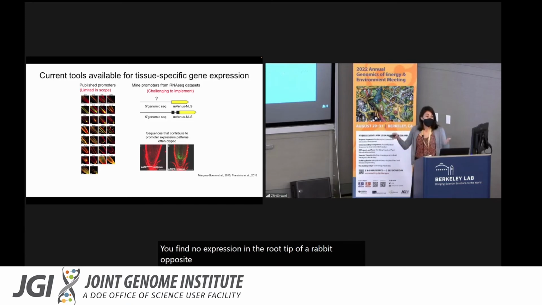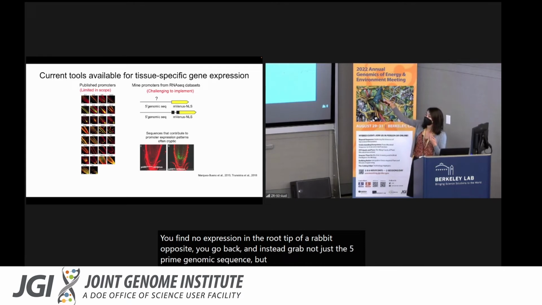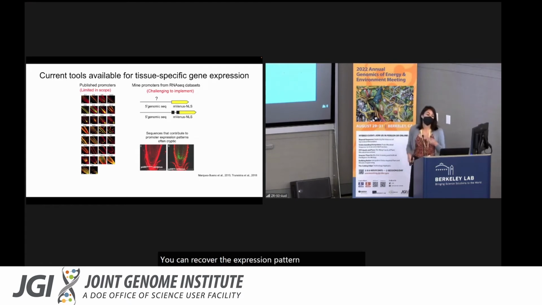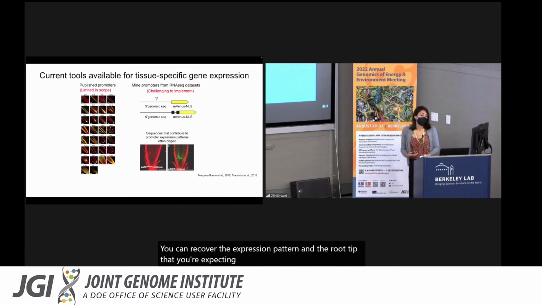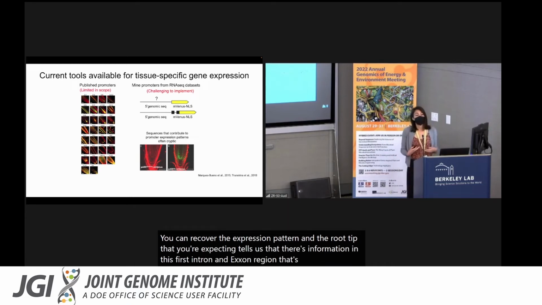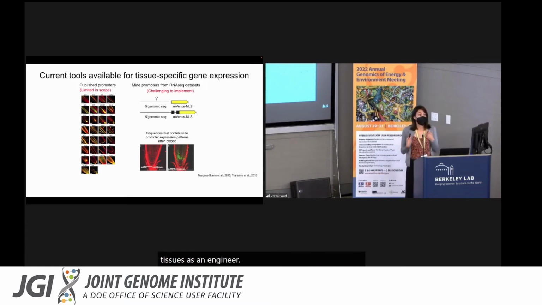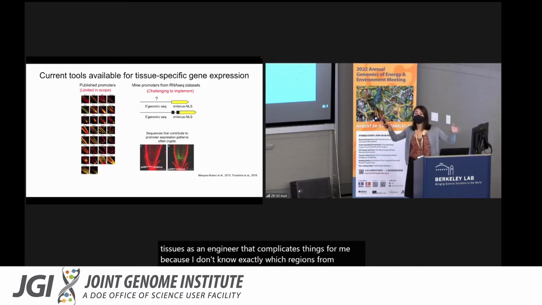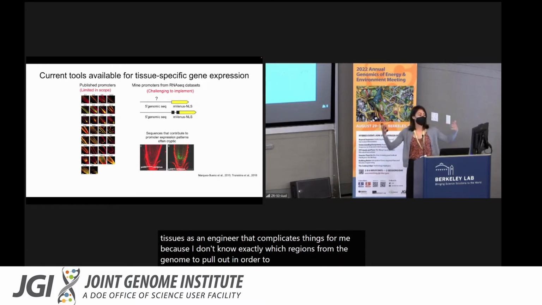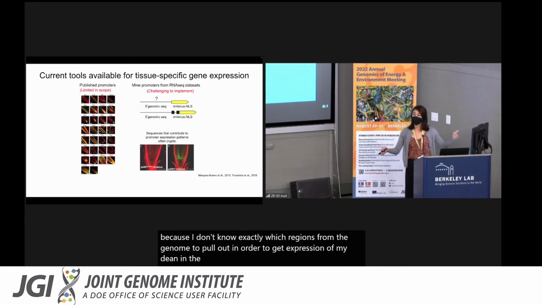If you go back and instead grab not just the 5' genomic sequence, but the first intron and exon as well, you can recover the expression pattern in the root tip that you were expecting. It tells us that there's information in this first intron and exon region that's important for driving expression of ARF7 in these tissues. And as an engineer, that complicates things for me because I don't know exactly which regions from the genome to pull out in order to get expression of my gene in the tissues that I want.